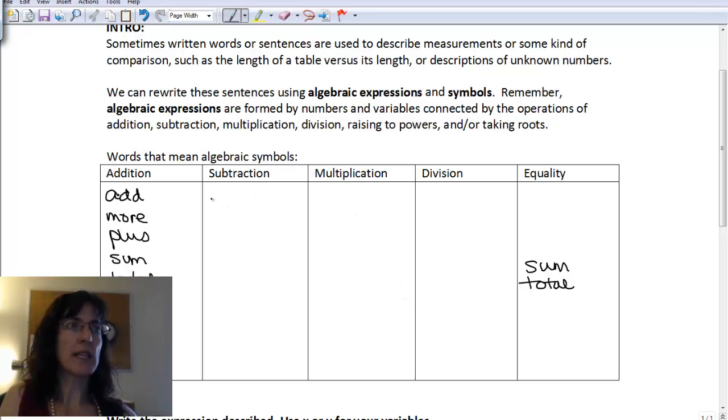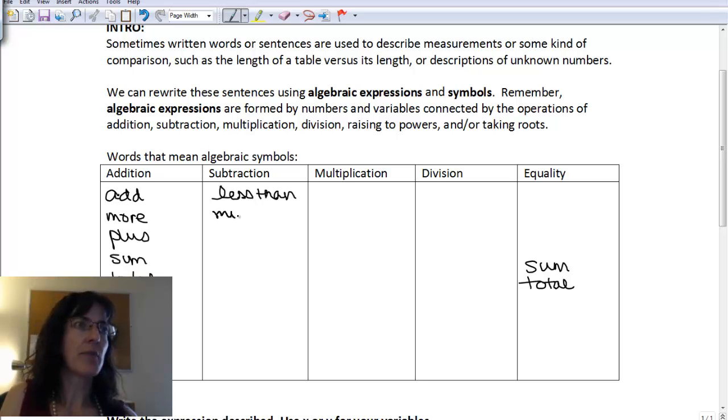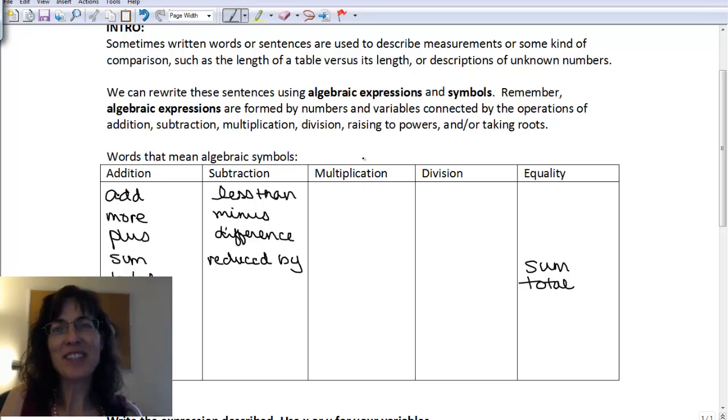You could also see less than, and that would mean you were going to be doing some subtraction. Minus, and the difference, and reduced by. Now, this is not an exhaustive list, but it does give you some idea.